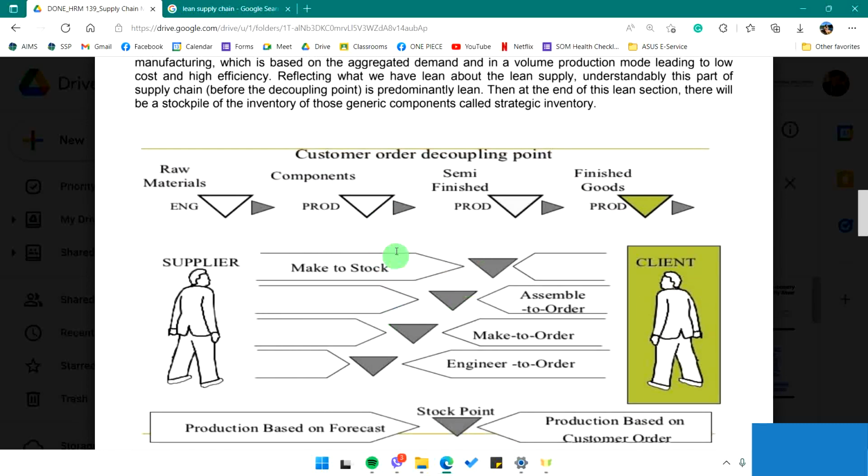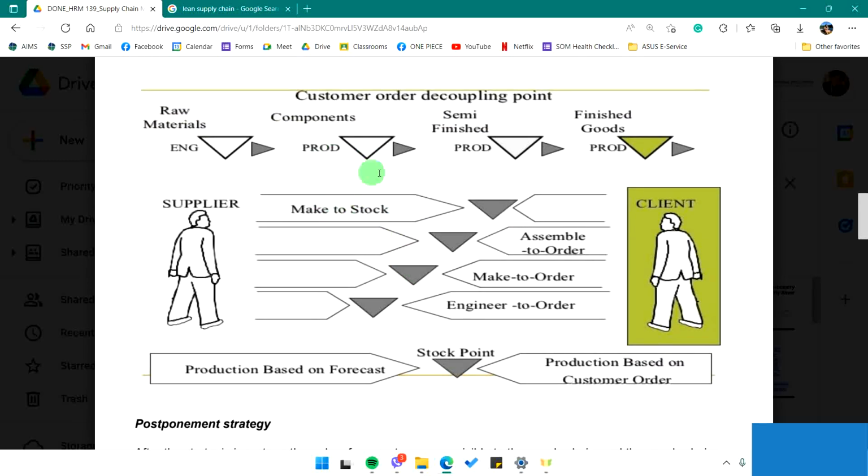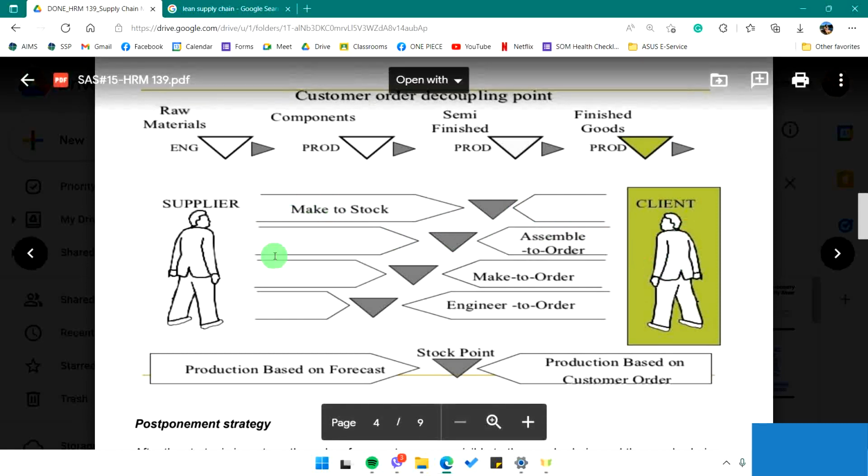Let's say for example, itong inverted triangle na to, ibig sabihin na ito po yung order decoupling point. Kung saan sa supply chain banda ang ating decoupling point or hanggang saan lang ba nalalaman yung mismong order ng ating mga guest. Pag make to stock ang business natin, so more on lean, lean management supply chain, the order decoupling point is usually near the client, malayo sa supplier.